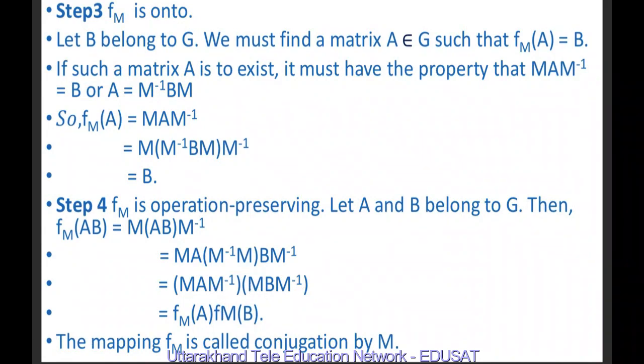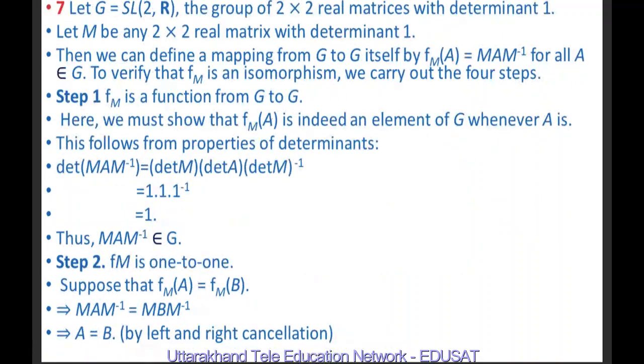The mapping FM is called the conjugation by M. So we have demonstrated that FM is an operation preserving mapping. It is 1 to 1, it is onto, it is a function. So we have proved all the 4 steps. It means we have proved that FM is an isomorphism of the group G, because all the properties are satisfied.